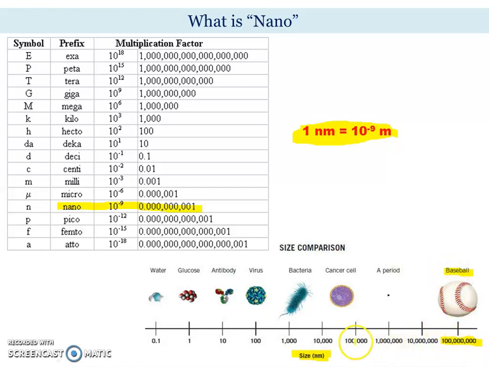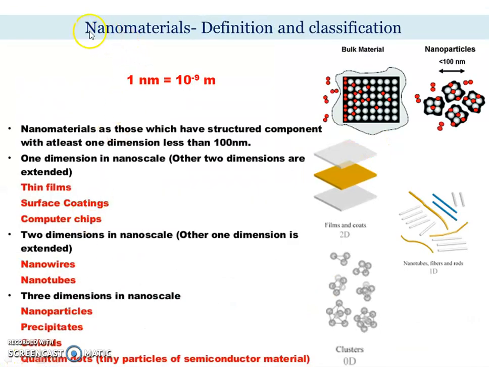If you keep on reducing the size, for example, bacteria are around thousands of nanometers, which means around 1 micron or 2 microns. Viruses are around 100 nanometers. And one glucose molecule is around 1 nanometer, and so on. So why I am showing this is that we have to imagine how small a nanometer is. Next, this is the nanomaterial definition and classification.